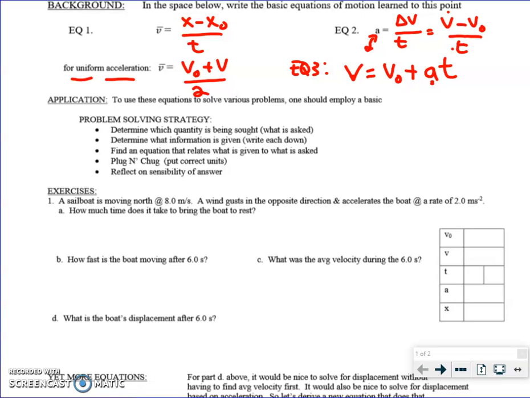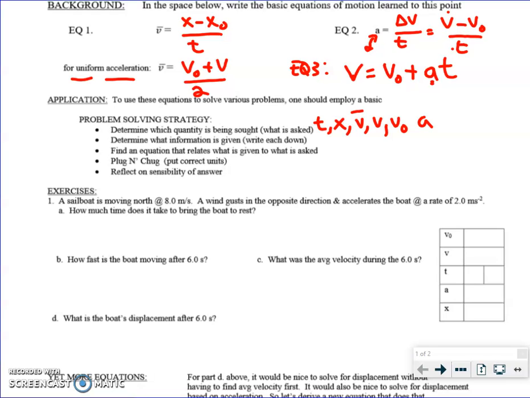The first thing you do once you read the problem carefully is you determine what quantity is being sought. In other words, what is asked. And you essentially have the following you could ask for: time, position, average speed, final speed, initial speed, or acceleration. Okay? So you just have to identify that. That means you have to know your vocabulary.